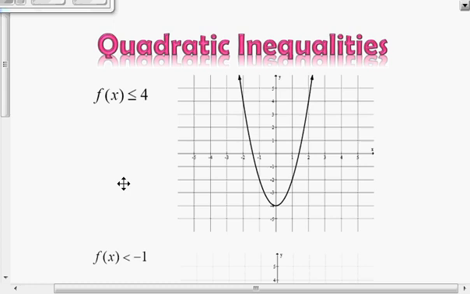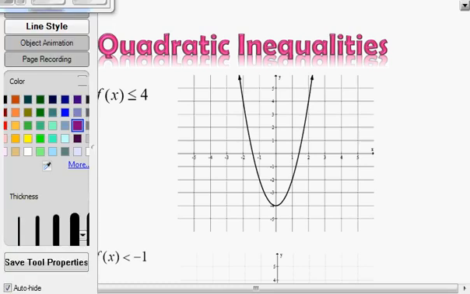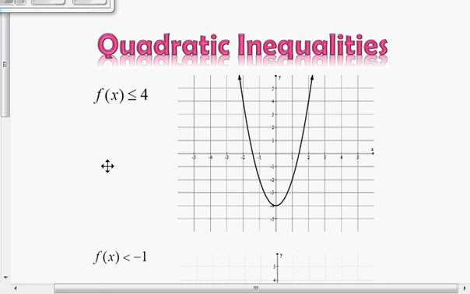Okay, so for quadratic inequalities, for this problem we have f of x is less than or equal to 4. So what we're going to do is draw a line at 4. The reason why we're going to draw a solid line is because we have an equal to sign, less than or equal to. That means that 4 will be included with our function, so it needs to be a solid line. So as f of x is less than or equal to, we want smaller values than 4. So we're going to shade down.